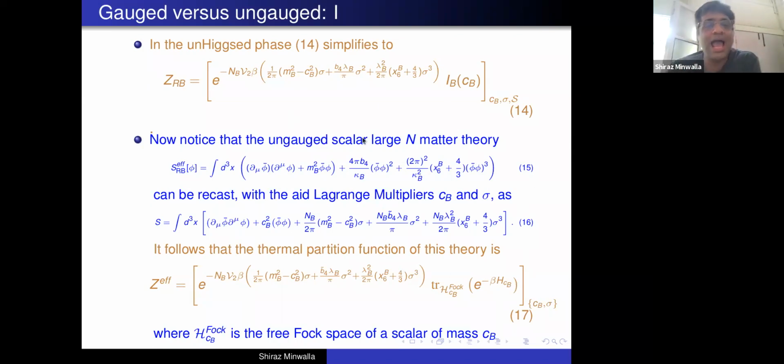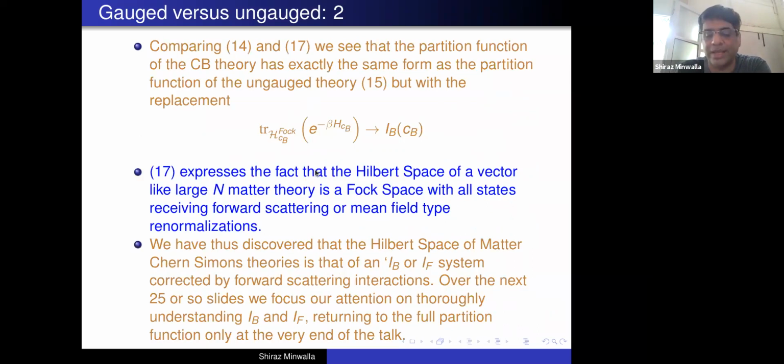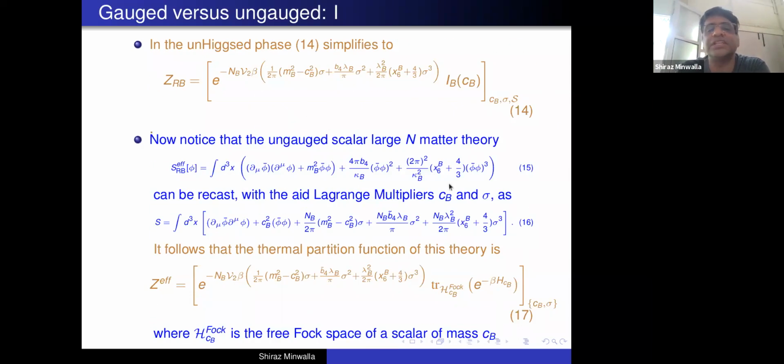Now, I want to show you another problem that has a very similar structure. Suppose you just had an ungauged scalar large N matter theory whose Lagrangian was chosen to take the following form. Okay.